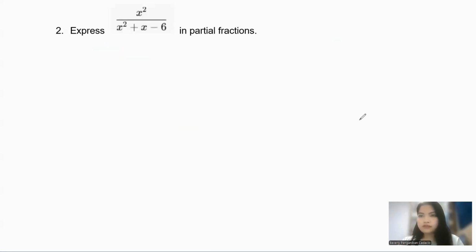Okay, next we have number 2, wherein you have x squared and you have a quadratic at the bottom. What you need to do first is factor out your denominator so you will be able to separate them. So you know that the two numbers that when you multiply give negative 6, when you add give 2, so we have there x minus 2 and x plus 3. You can interchange that, yeah. It's up to you. It's not a big deal.